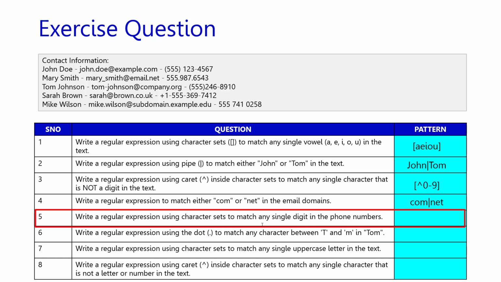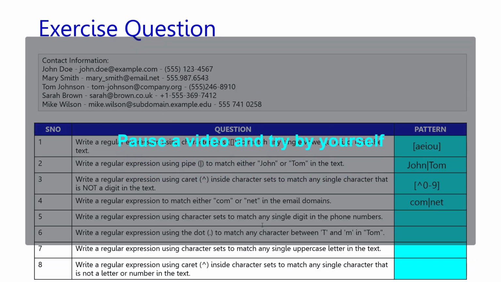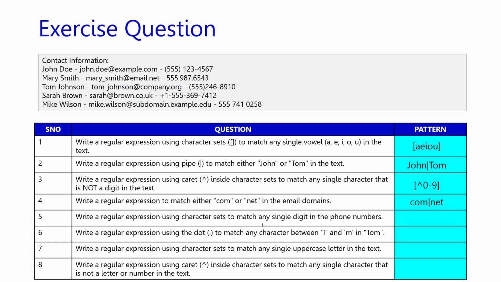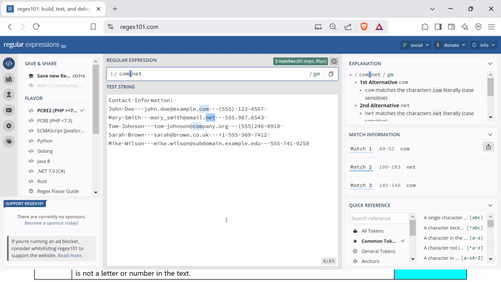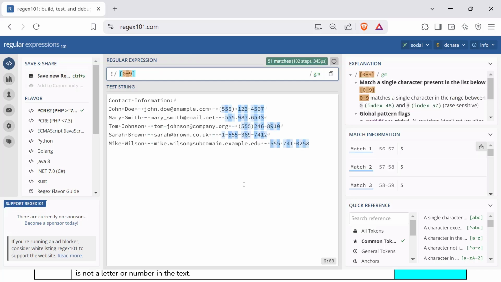Let's look into the next question. Write a regular expression using a character set to match any single digit in the phone number. Pause the video and try by yourself. Let's look into the answer for this. The idea of this question is we are trying to match all the numbers. So in that case, I'll simply use the character set, which is 0 to 9. That's it. So this will match all the numbers in the string.